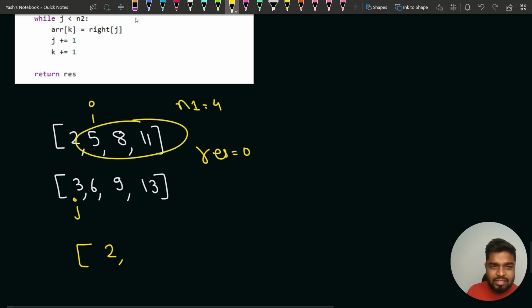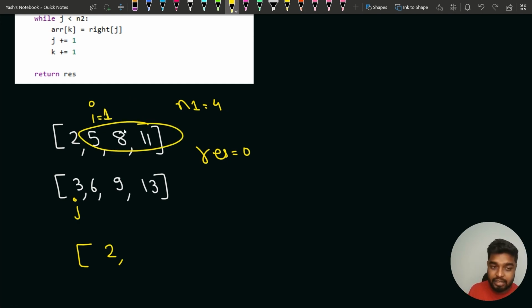How? If n1 is equal to 4, and the I index is standing at 1, how many elements are there? Total 3 elements are there that are greater than 3. So the 5 comma 3 pair is there, the 8 comma 3 pair is there, and then the 11 comma 3 pair is there. Correct. So 3 elements are there.